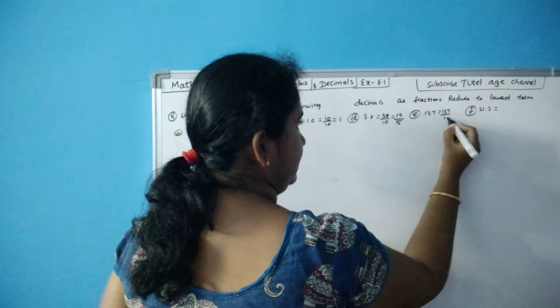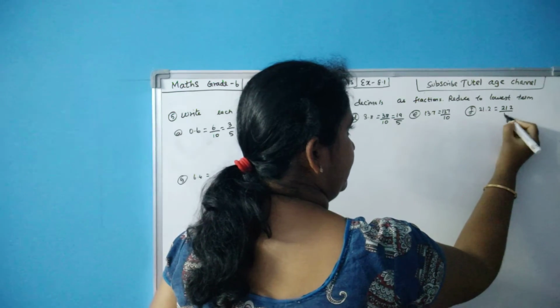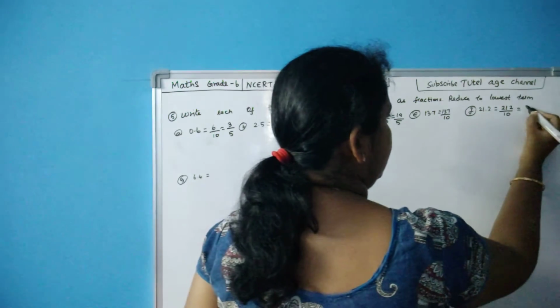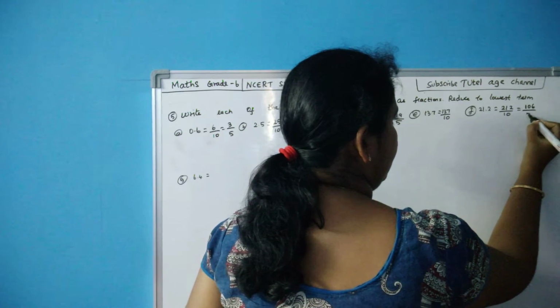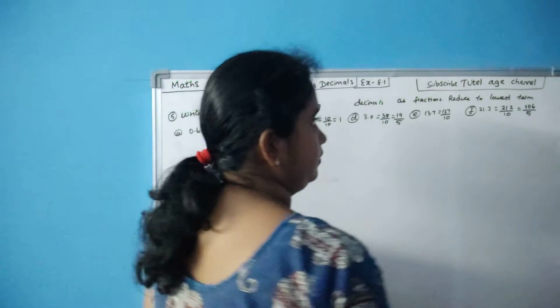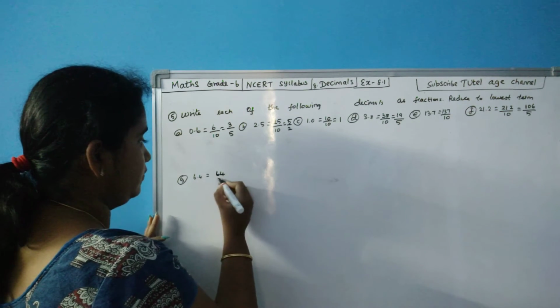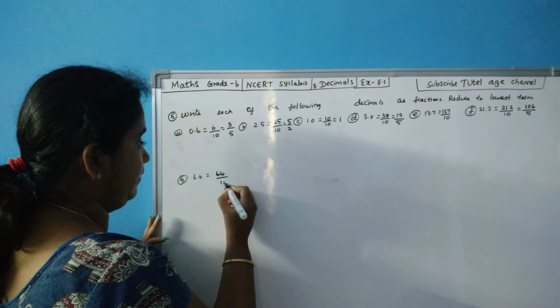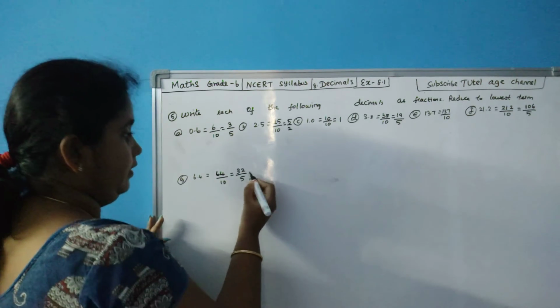137 by 10, this you cannot reduce, so leave it. 21.2 is 212 divided by 10. If you solve it, 1 2s are 2, 0, 6 2s are 12, divided by 5 2s are 10. Okay, 106 by 5 is your answer. 6.4, if you convert, is 64 divided by 10. If you reduce, 3 2s are 6, 2 2s are 4, divided by 5. So this is your answer.